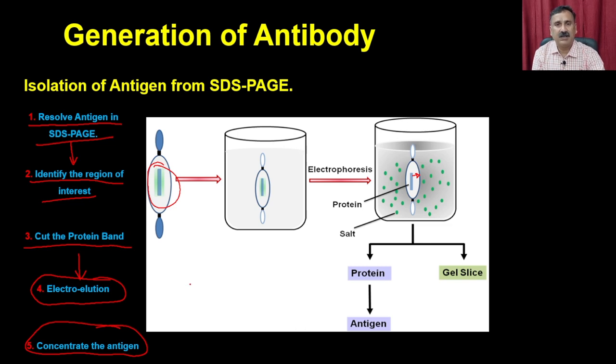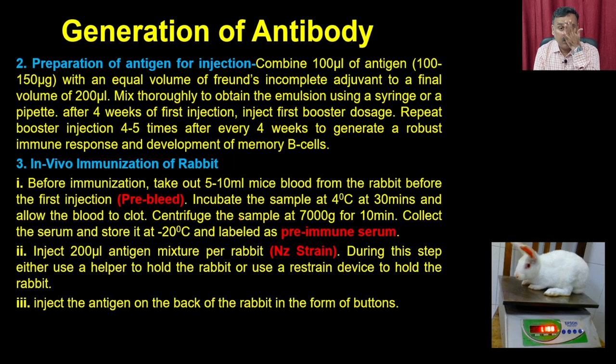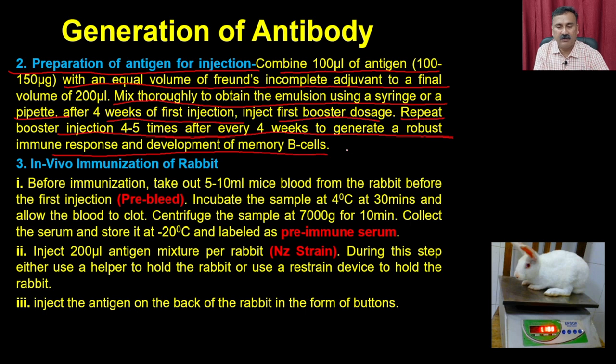But you cannot inject the antigen as such. You have to prepare the antigen for the injections. For the preparation, you combine 100 microliter of antigen, which is approximately 100 to 150 microgram, with an equal amount of Freund's complete adjuvant to a final volume of 200 microliter. You mix thoroughly to obtain the emulsion using a syringe or a pipette. After 4 weeks of injection, inject the second booster dose. Repeat the booster injections 4 to 5 times every 4 weeks to generate a robust immune response and development of the memory B cells.